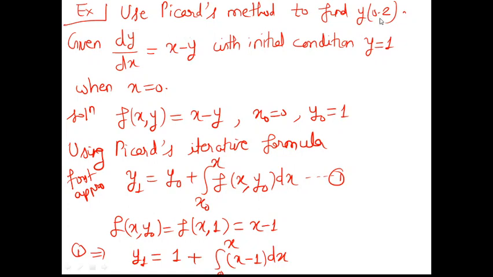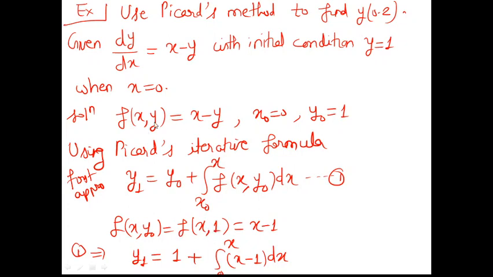Here we have to find out y of point 2. Again the differential equation along with the condition is given. So we'll find out the required quantities, that is f of x y, x naught and y naught. Now let's start with Picard's iterative formula. We'll find out the first approximation. In the first approximation we need f of x y naught. We will calculate that.